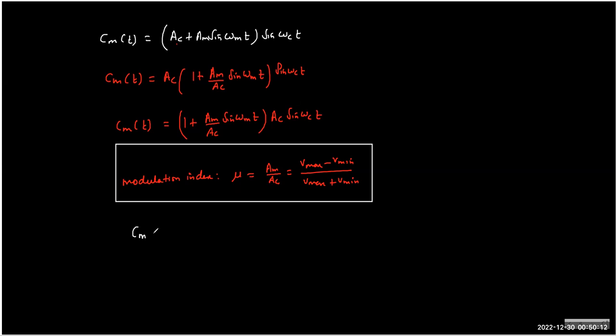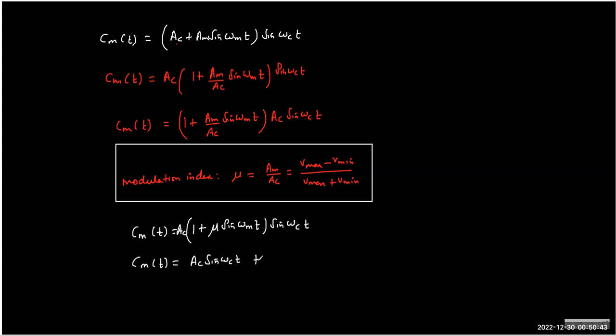Now my modulated signal we can rewrite in a nice way as 1 plus mu sine omega m t, into, let me keep AC here only, it looks nice, sine omega c t. What is the next step? The next step is simply multiply. Don't worry much. So we are going to get AC sine omega c t.